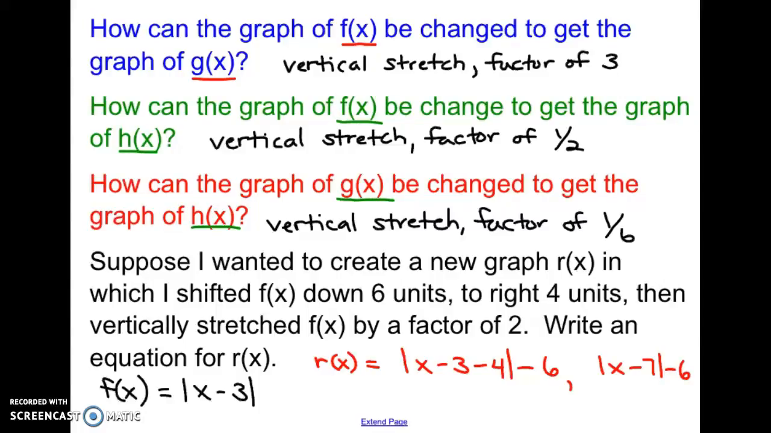Now I want to do the vertical stretch. I'm going to multiply that whole thing by 2. So it's going to look like this. I'm going to multiply that whole thing that I just wrote down by 2. And make sure you put parentheses around it because you are multiplying that whole thing by 2. So again, this part right here is the vertical shift and horizontal shift. So I just simply put parentheses around it and multiplied by 2.